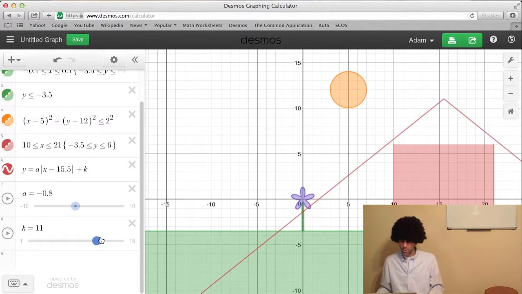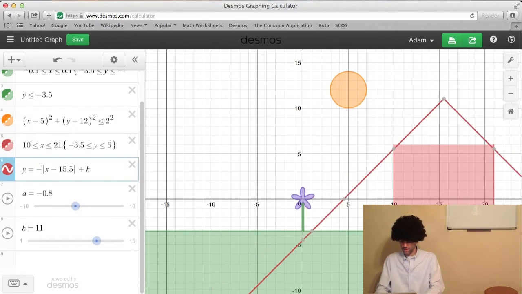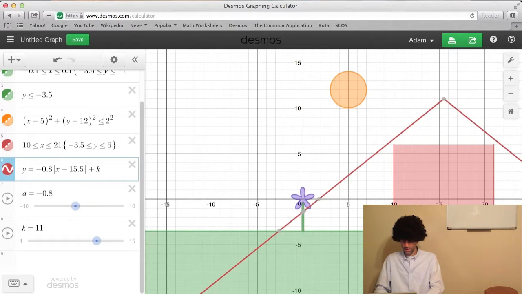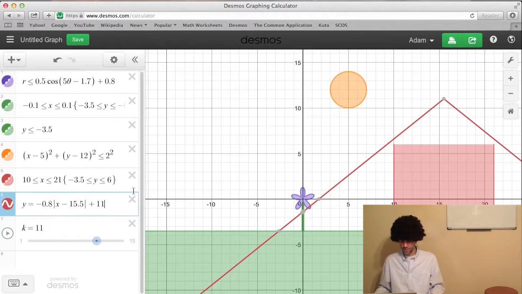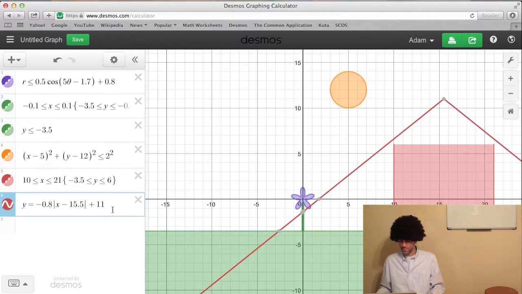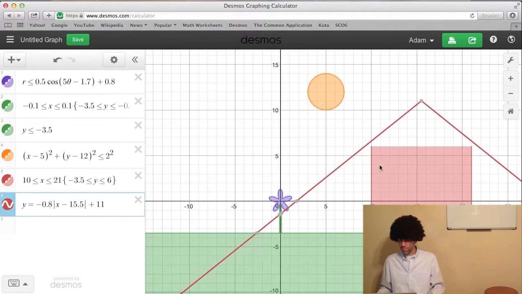Okay. Well, we have too much roof. We have way too much roof. So here's what we're going to do. We're going to go ahead and plug these numbers in. So negative 0.8 and then 11. Let's take these sliders out because they complicate our life. You can leave them in if you like. Let's drag this over here. What we're going to do is we're going to cut this right there.